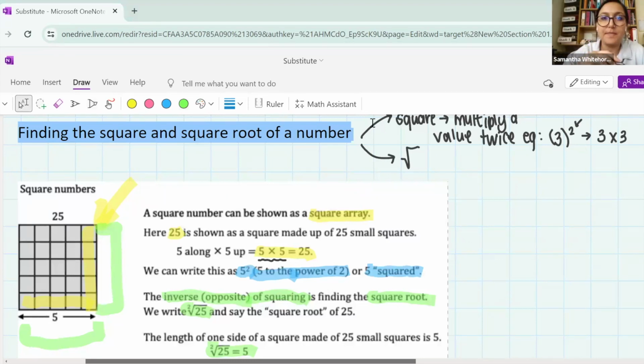So again, squaring is multiplying a value twice. Here we saw we had 5 times 5, because we have 1, 2, 3, 4, 5 squares by 5 squares. 5 times 5, or 5 squared. Whereas the square root is looking back at what was the original value that I multiplied twice. In this case, it was 5.